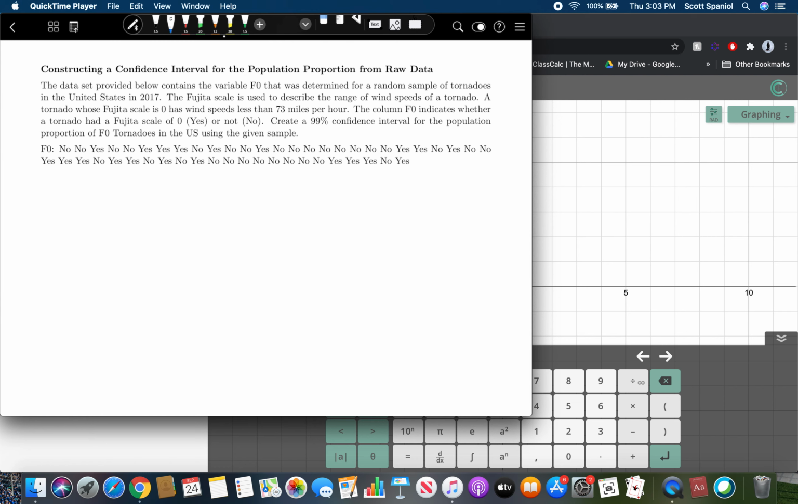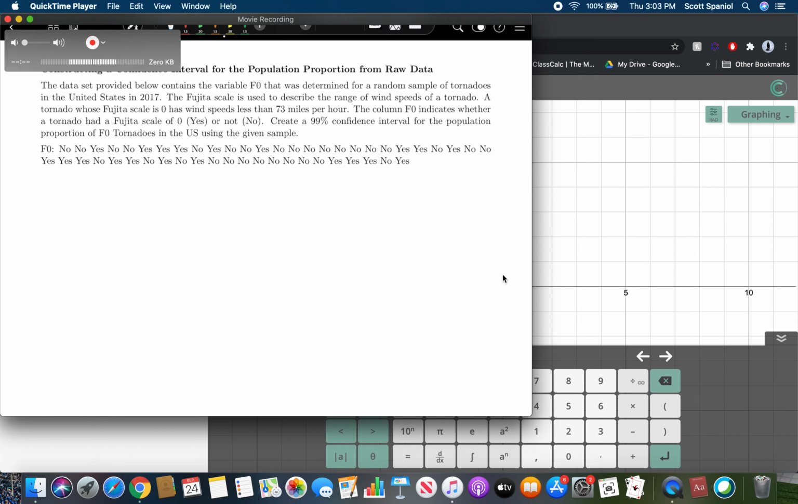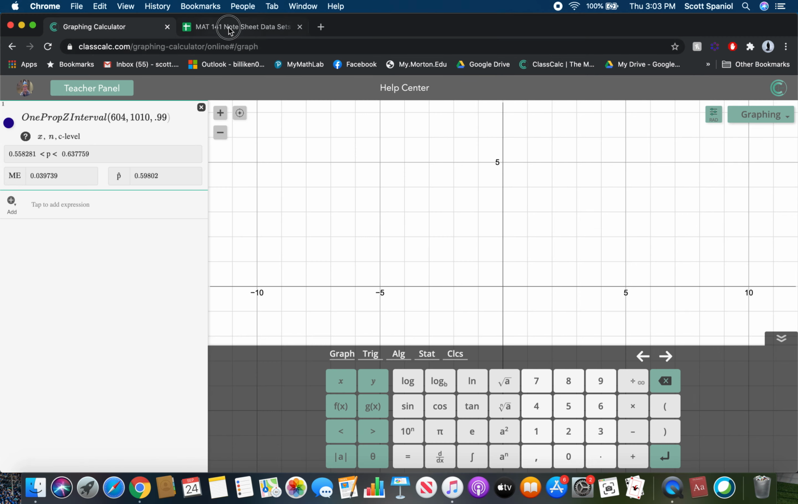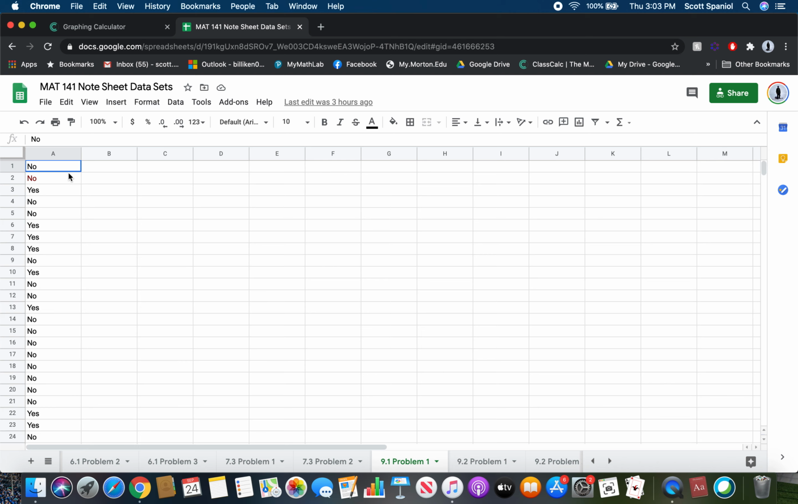Well, one way to do that is by hand, right? Just go through here and count how many no's there are and how many yeses. So 1, 2, 3, 4, and so on. You can also use Google Sheets to help you do this. So earlier, I went ahead and put this data into Google Sheets, and what I want to do is count these up, right?